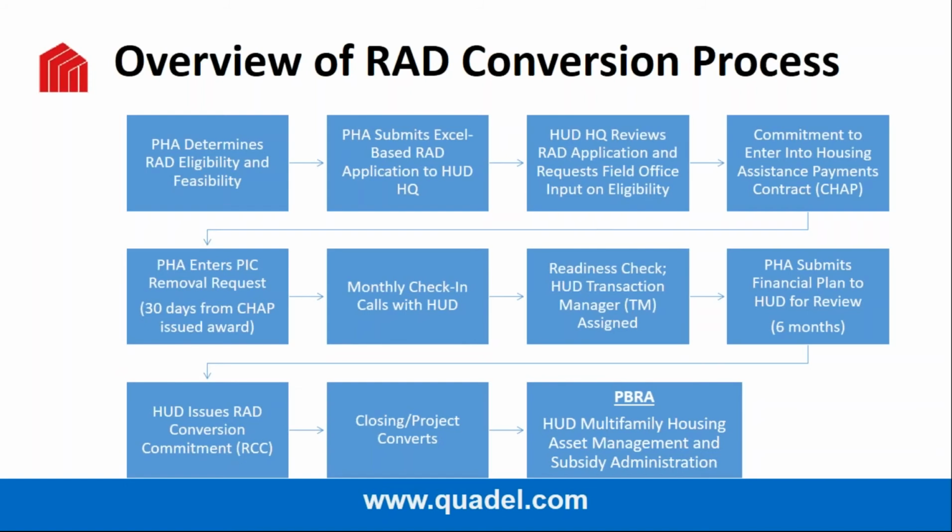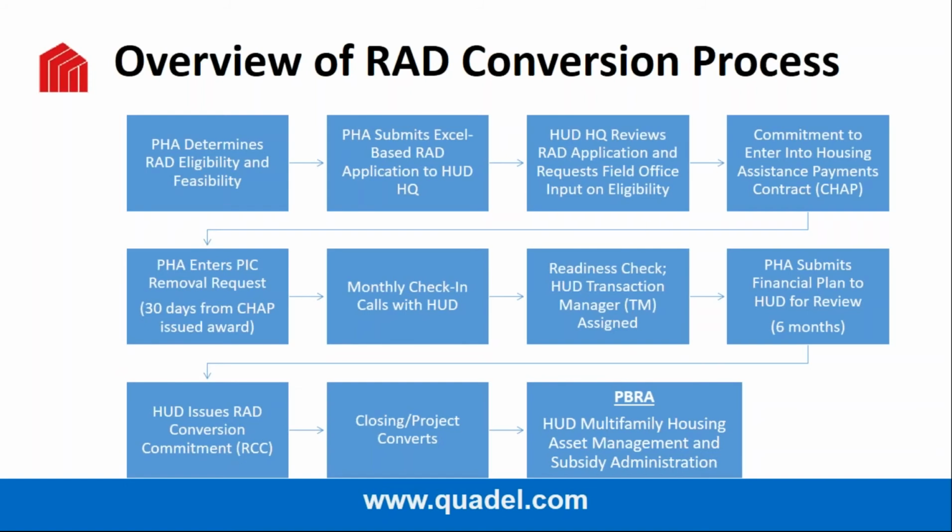Next, the RAD conversion commitment, or the RCC, is issued by HUD to the PHA or the owner of the project, and the project closes, at which time public housing units are removed from the ACC. There's a release from HUD from the Declaration of Trust, or the DOT, which removes HUD's interest in the public housing property. Both parties then sign and execute the HAP contract, a RAD use agreement, and close the project financing.